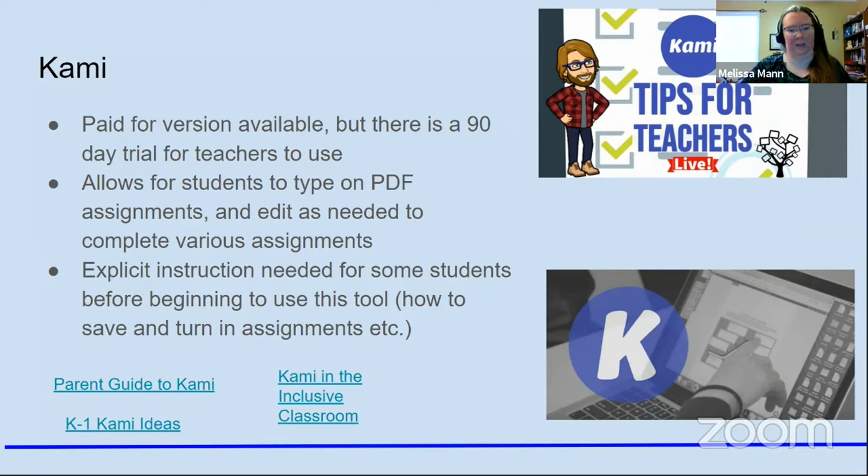Explicit instruction is needed for some students before beginning to use this tool. In other words, how to save it and how to turn it in. Otherwise, you're going to get a whole bunch of assignments that are blank. Because when you go to save and turn in a Kami assignment, there's the download version and then there's download with annotations. So you've got to make sure you tell the kids what the download with annotations part looks like. Otherwise, if they don't download with annotations, they didn't save it.